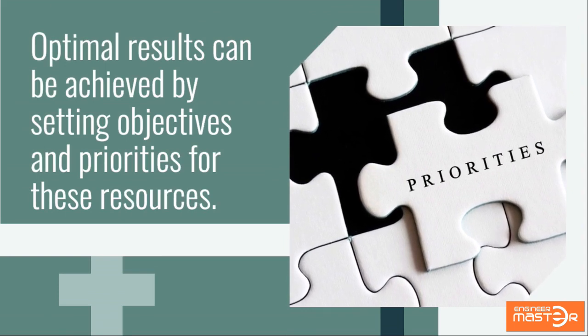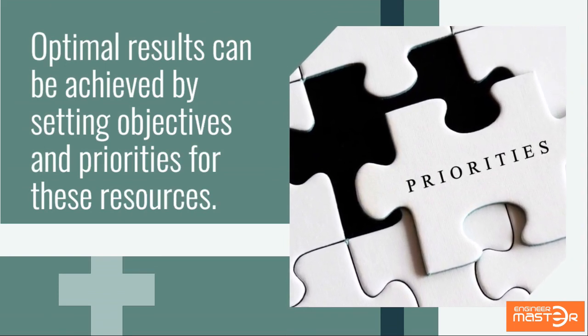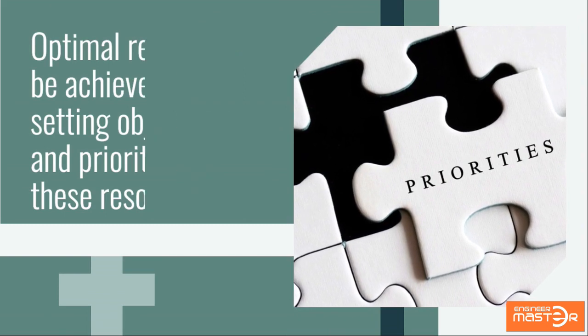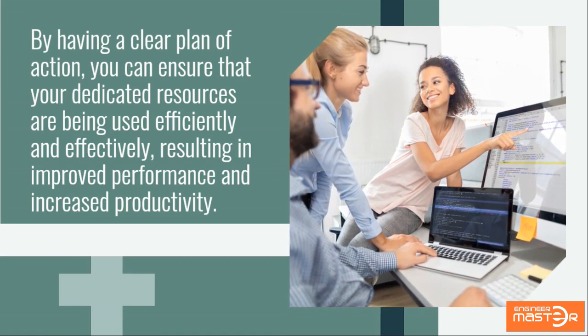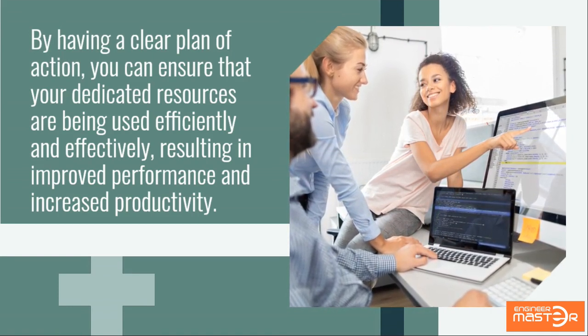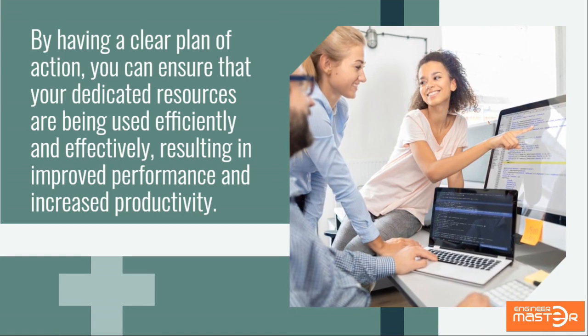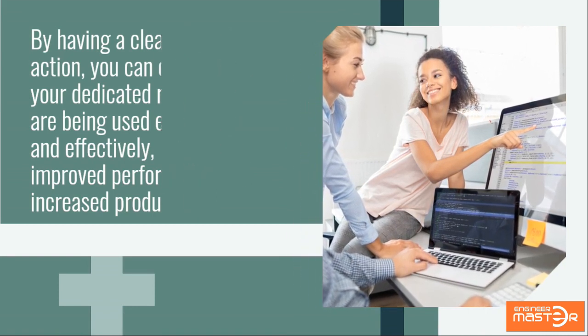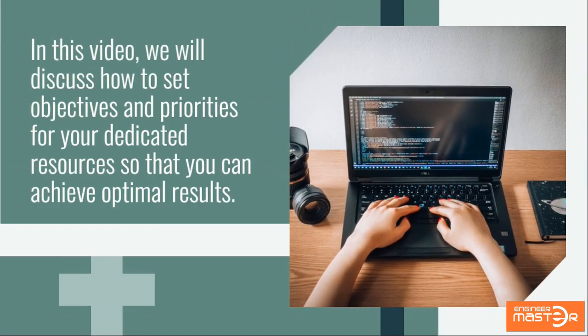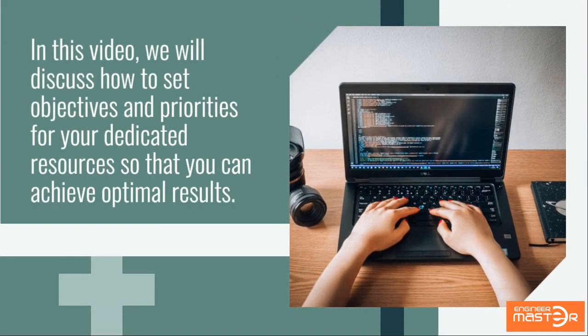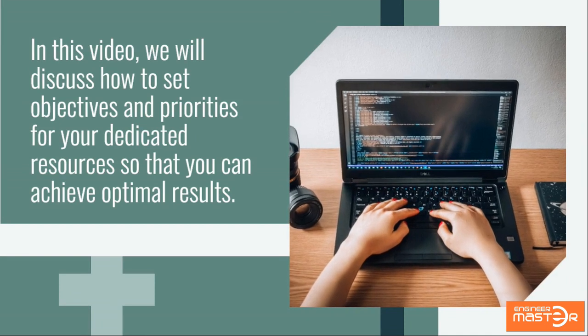Optimal results can be achieved by setting objectives and priorities for these resources. By having a clear plan of action, you can ensure that your dedicated resources are being used efficiently and effectively, resulting in improved performance and increased productivity. In this video, we will discuss how to set objectives and priorities for your dedicated resources so that you can achieve optimal results.